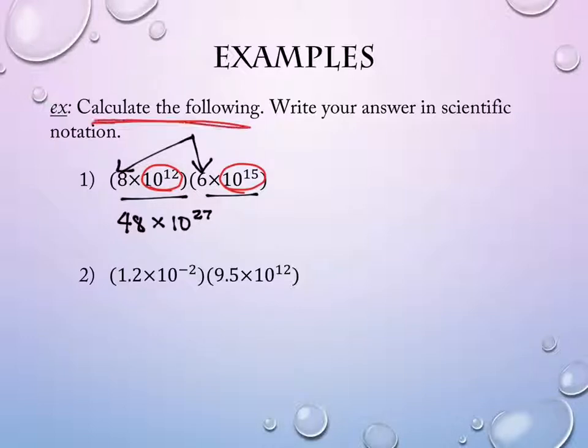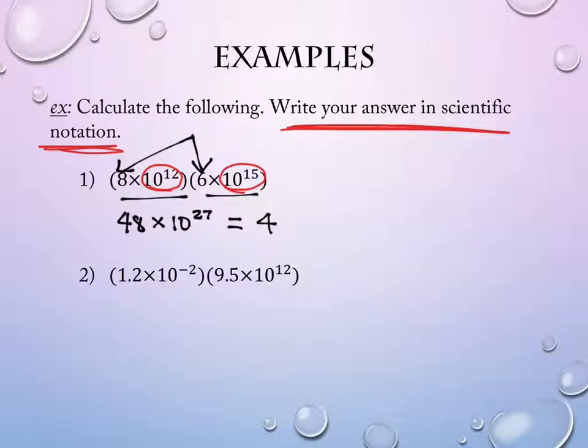Now, we're not quite done with this problem. We did the first part, which was to calculate the following. But there's a second part that says write my answer in scientific notation. What about this value that I have right now makes it not in scientific notation yet? What's wrong with it? 48's more than 10, right? I'm supposed to have a number that's between 1 and 10, and 48 is not. But 4.8 would be, right?